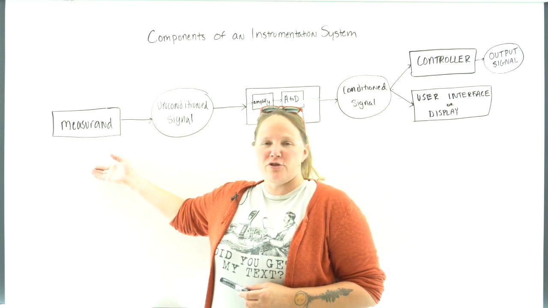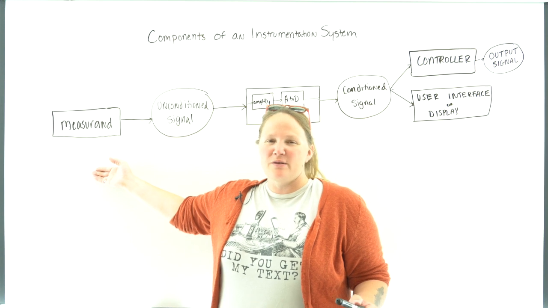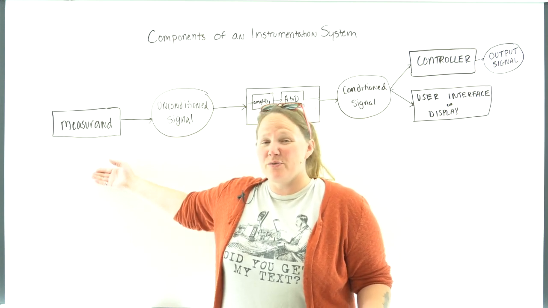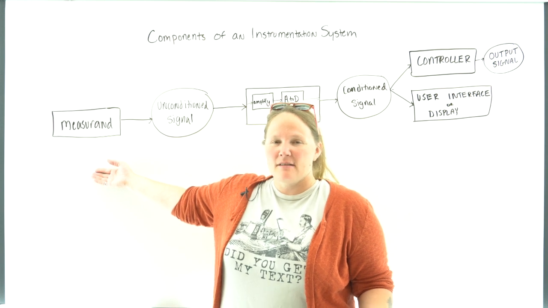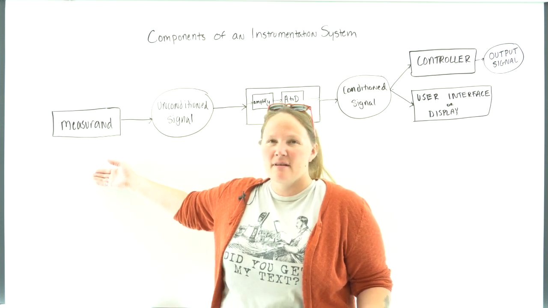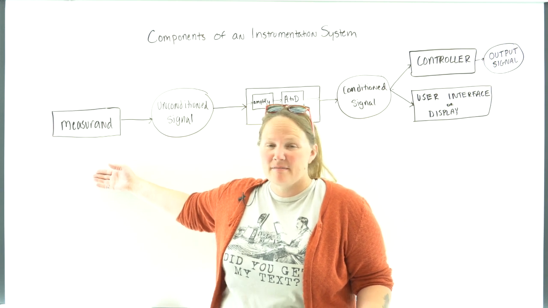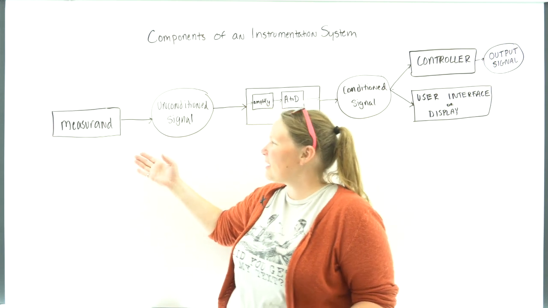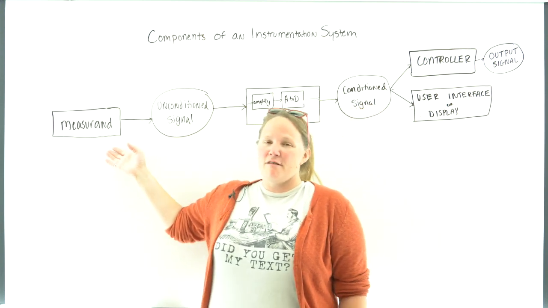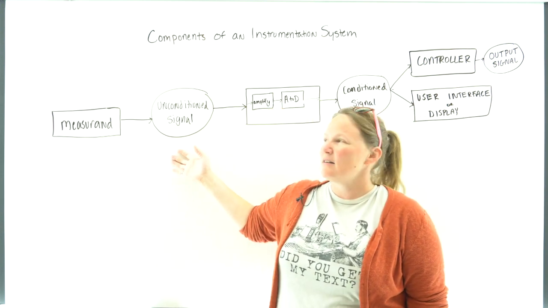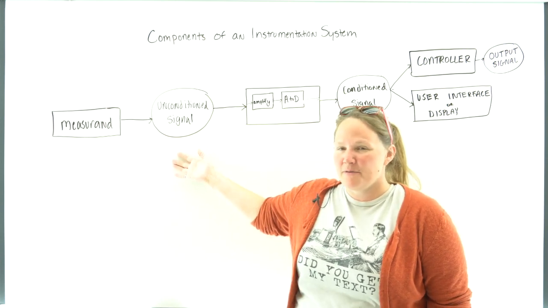So first we have a measurand, and that would be any physical process or quantity or characteristic, such as light, sound, volume, flow rate, those types of things. And the act of measuring creates a signal. And at first it's unconditioned.